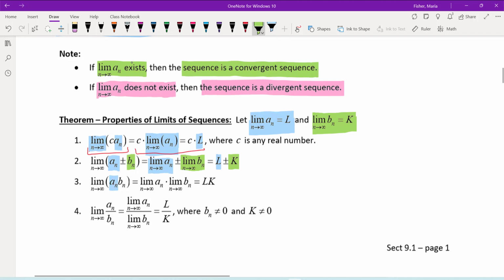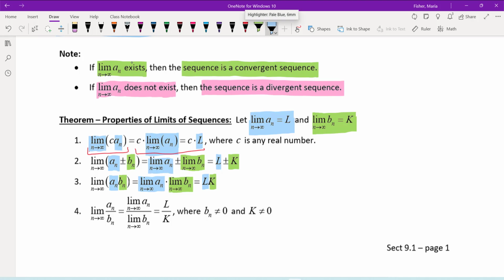The third one allows you to break up limits over multiplication because it says the limit of the product a sub n times b sub n is equal to the limit as n goes to infinity of a sub n times the limit as n goes to infinity of b sub n, or you can think of it as just L times k. So for limits, you are allowed to split them up over multiplication. You're also allowed to split them up over division.